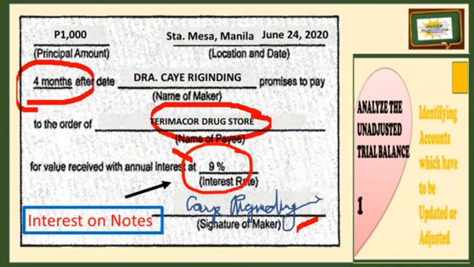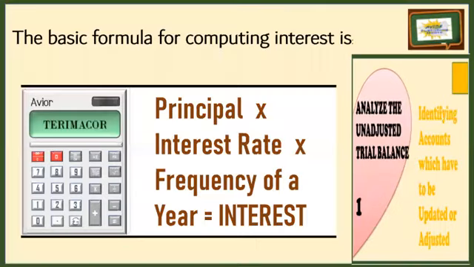For convenience, bankers sometimes calculate interest on a 360-day year. We calculate it on that basis in this presentation. So we're going to use 360 days. Some companies are using a 365-day year, but for our computation, we're going to use 360 days.